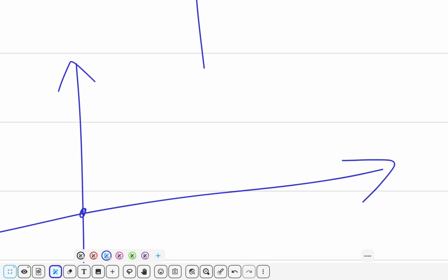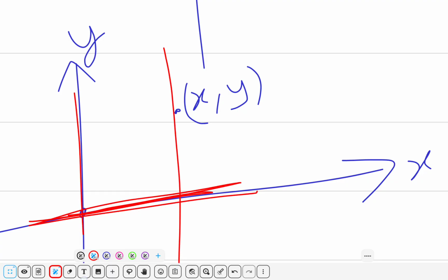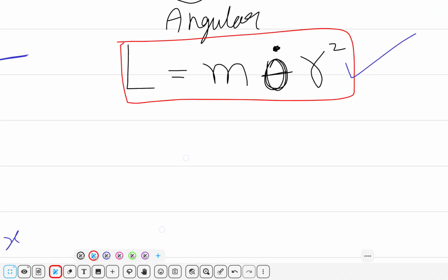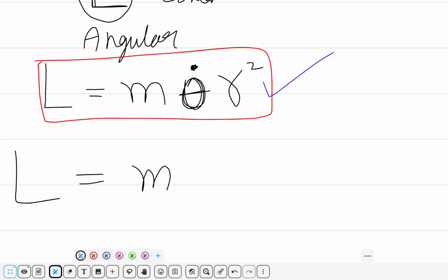So the Cartesian system, like x, y, any point. Basically this is how it is done: where you are along this, you just cut here, and where you are along this, you cut here, you get your xy. And in this the angular momentum will be written something like this. I hope I will do it right.